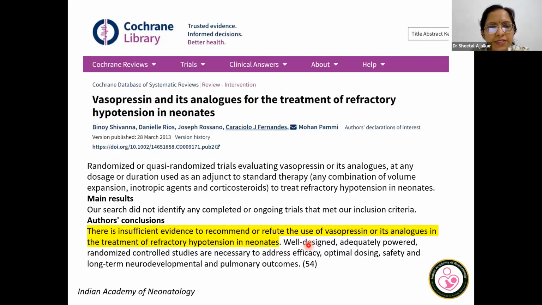Vasopressin and its analog for the treatment of refractory hypotension in neonates: the Cochrane review in 2013 shows there is insufficient evidence to recommend or refute the use of vasopressin or its analog in the treatment of refractory hypotension in neonates. There were actually no studies only for vasopressin. Their search did not find any studies, completed or ongoing, that met the inclusion criteria. So there is no evidence to tell about vasopressin.